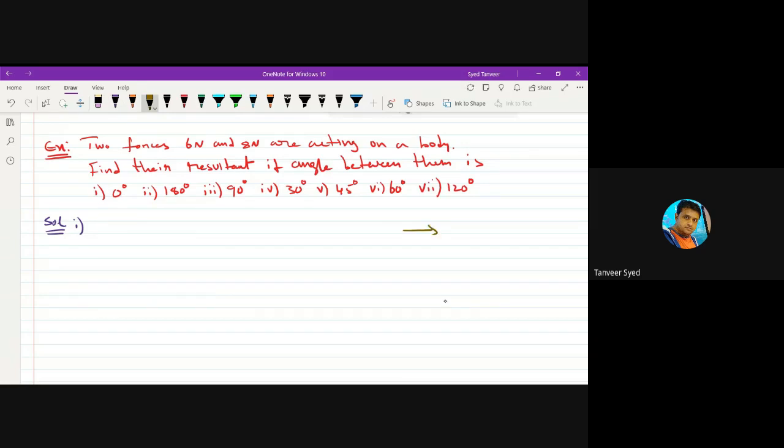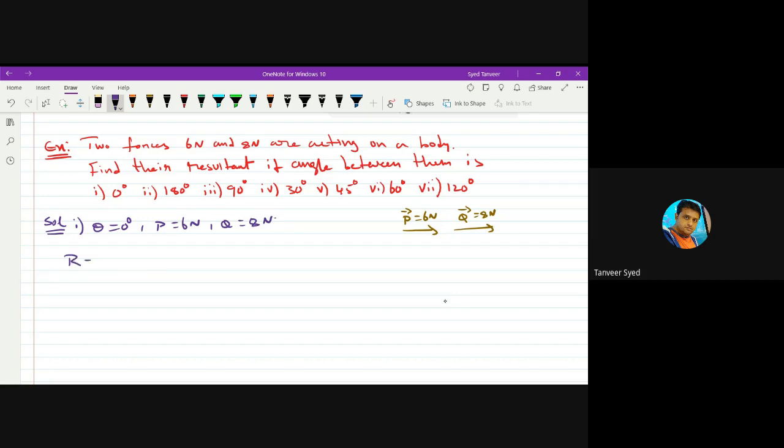I will represent 6 Newton with vector P and 8 Newton with vector Q. 6 Newton, 8 Newton are making 0 degree angle with each other. Theta equal to 0 degree. P is equal to 6 Newton. Q is equal to 8 Newton.